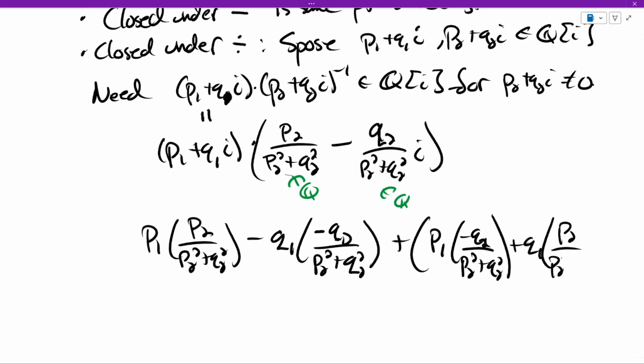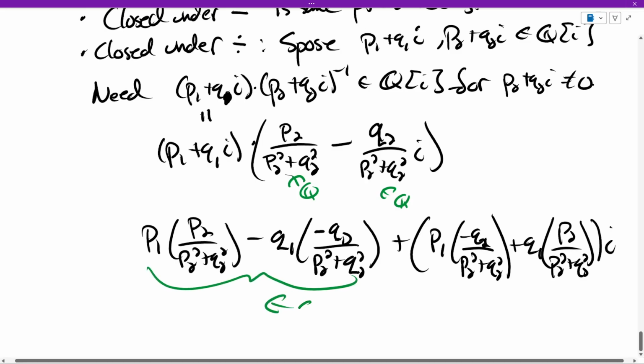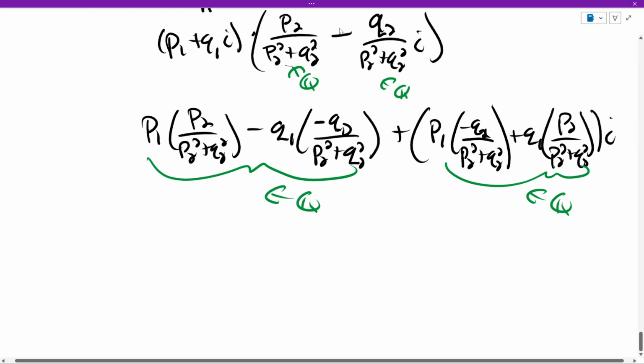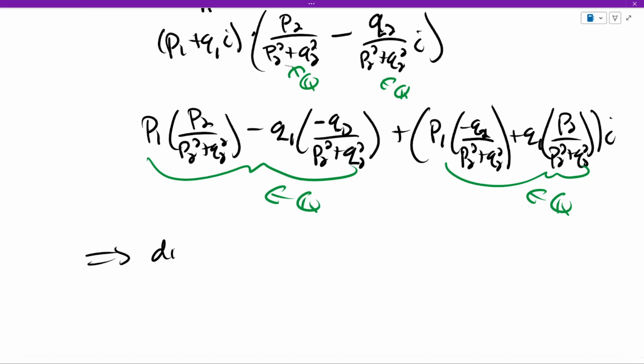Oh, by the way, I'm going to make plenty of mistakes. Feel free to point them out when I make them. Now the point is that this whole thing is rational, and this whole thing is rational. So the whole thing is rational plus rational i, and that's all it means to be a Gaussian rational. This implies the division is again a Gaussian rational.